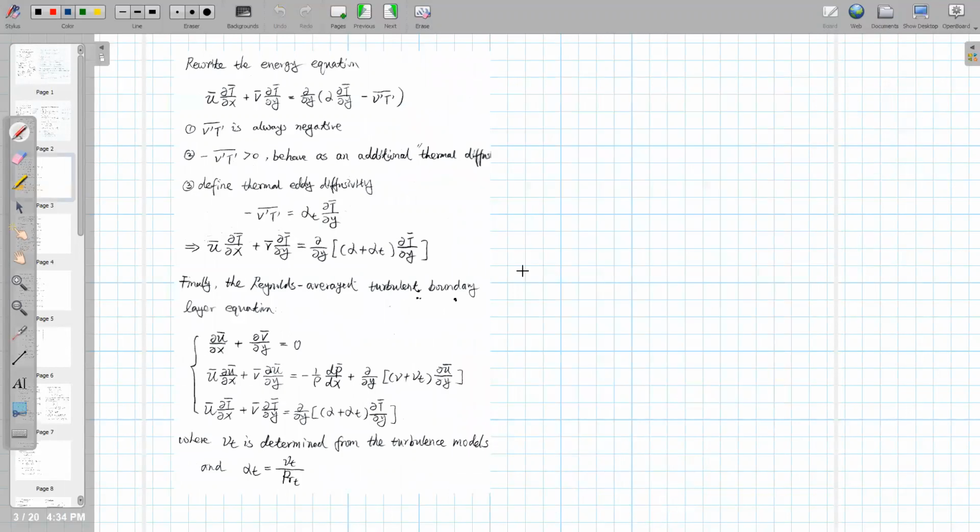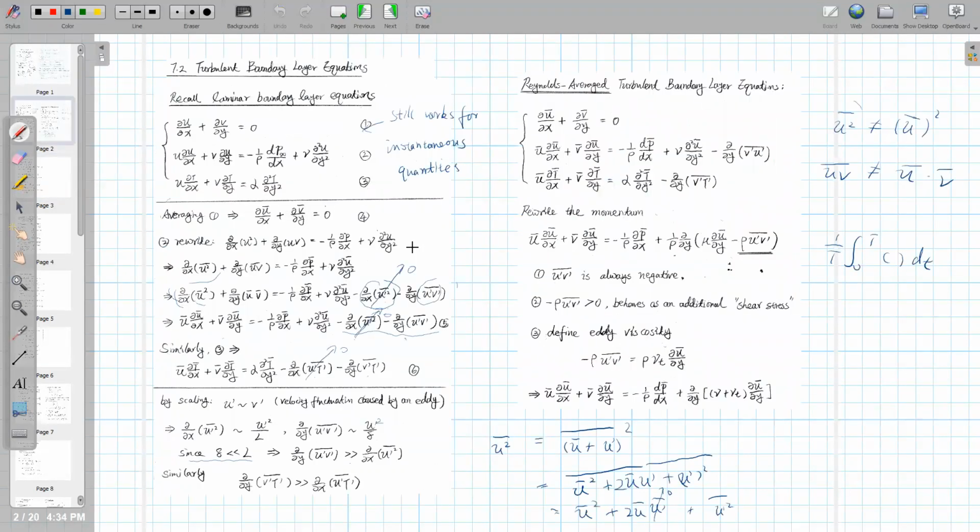And similarly, for the energy equation, you can redefine this Reynolds stress term as an additional eddy thermal diffusivity, alpha t. So you can rewrite this Reynolds stress term into this one here. In the last lecture, I forgot to talk about the sign of this Reynolds stress term.